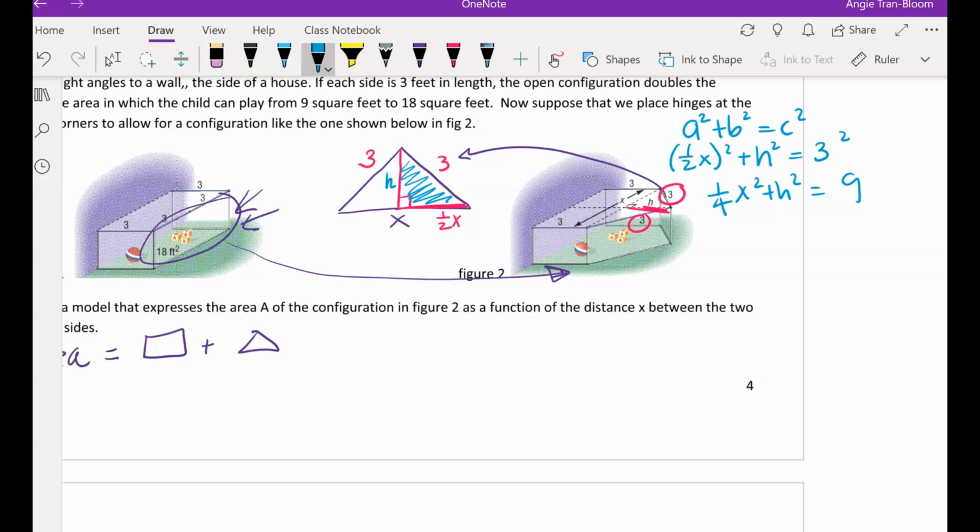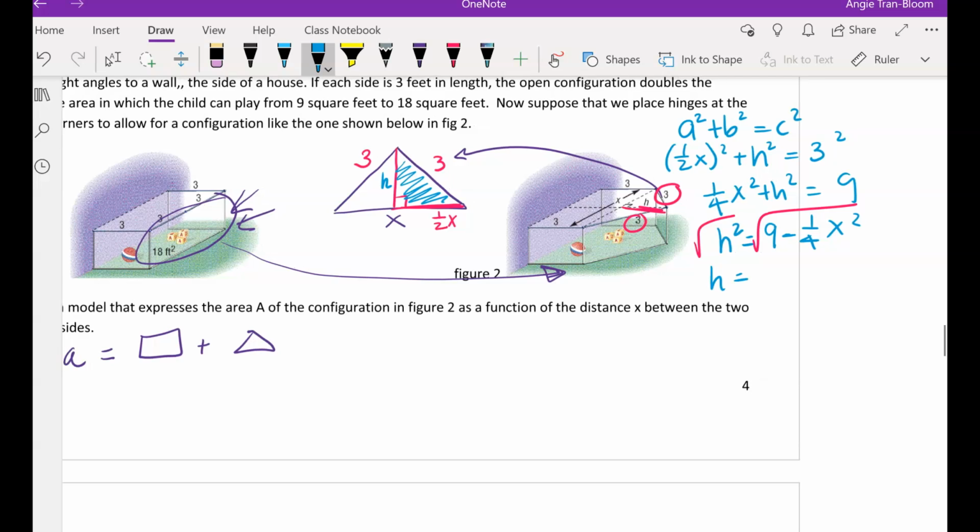Okay. I will need to solve for h. So h squared equals, I will move the 1/4 x squared over, 9 take away 1/4 x squared. We will now take the square root of both sides. Normally, I always tell you, remember, there's a plus or minus every time you take a square root, but because height is a distance, and distance is always positive, I technically don't need to worry about the negative.